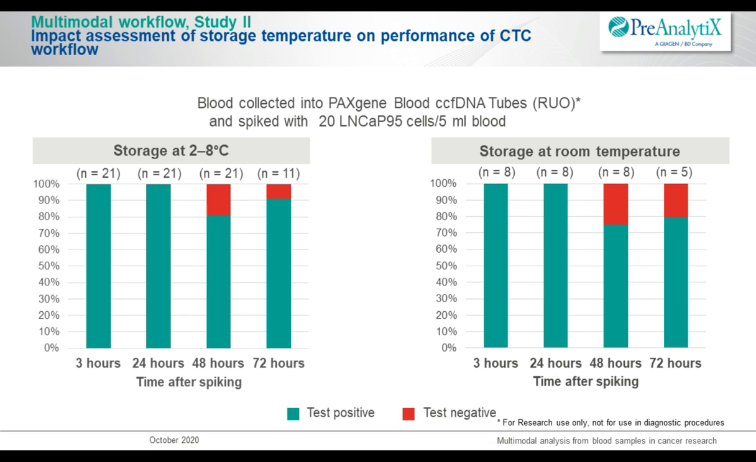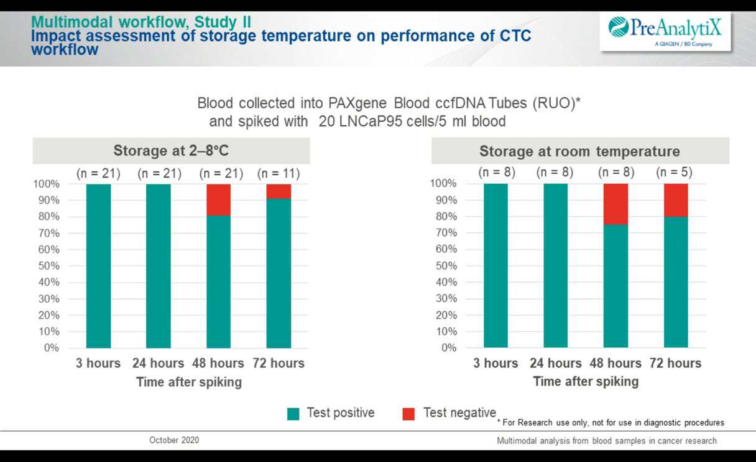And then in the next slide we see the results. On the left we have the cooled storage, and on the right the room temperature storage. You see the green color here is for a positive test, and the red for a negative test. You see that after 3 hours we could detect the CTCs in all samples, as well as after 24 hours. So for all samples we were positive, so we could detect the spiked-in CTCs. Then after 48 and 72 hours we get a few samples where we could not detect the CTCs anymore, but for most of them we can still detect the CTCs that we spiked in.